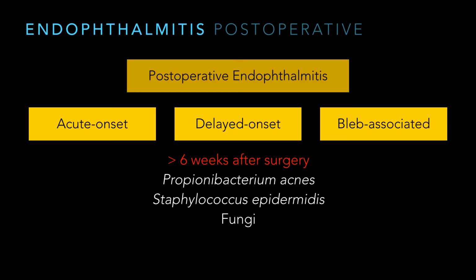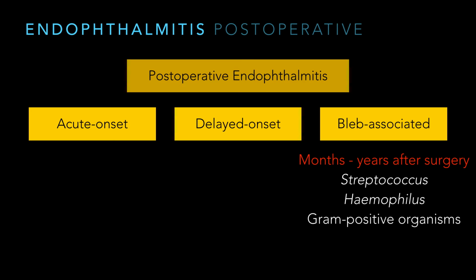Because the other thing about chronic, and I'll get to this, is that they're indolent. They're really kind of slow moving. They're just happy to be there, and they're not going to really create a lot of waves. But P. acnes is the one you always want to think about, Propionibacterium acnes. Staph epidermidis, again, can have maybe a less virulent form. And then fungi can do this too. So anyway, bleb-associated is months to years. You always have to think strep, Haemophilus, and then the gram-positives.